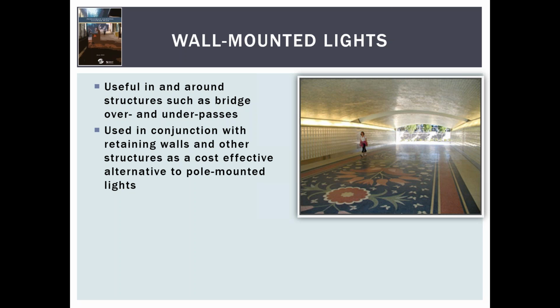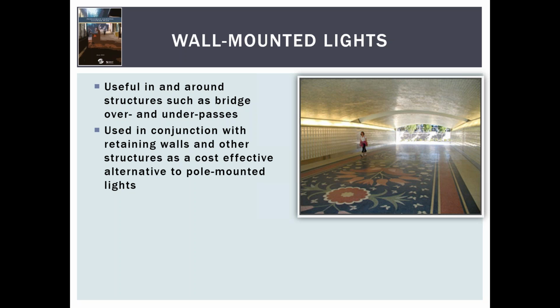Wall-mounted systems, shown in this slide, could be useful in underpasses. Lights mounted on walls are particularly useful in and around structures such as bridge over and underpasses, and they are also used in conjunction with retaining walls, such as on other structures as a cost-effective alternative to providing extra poles. This example is an underbridge that was built in Phoenix, and if you notice, the lights are on day and night because of the length of the underbridge.